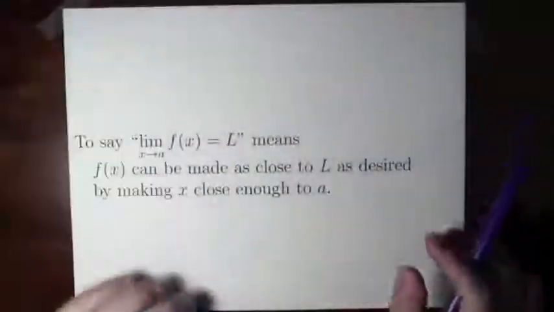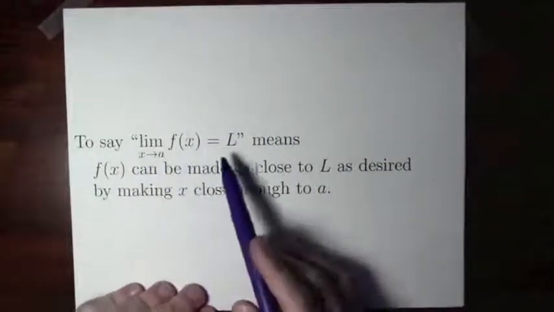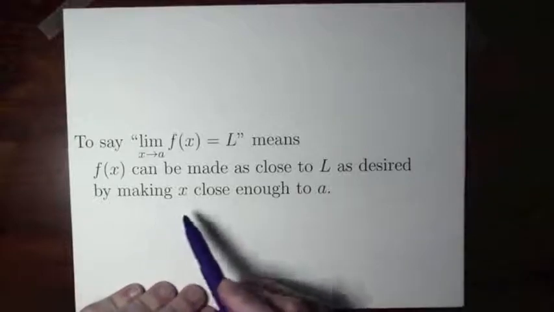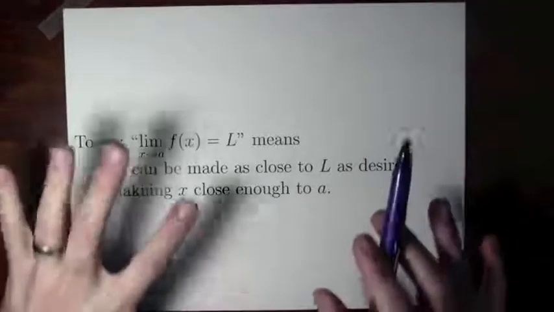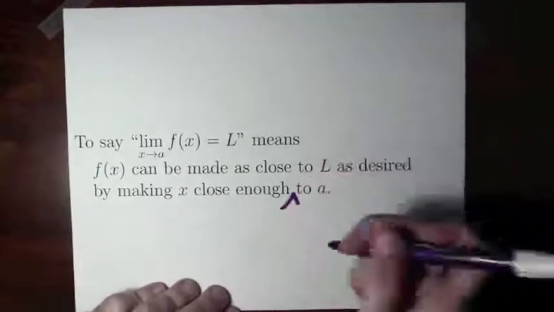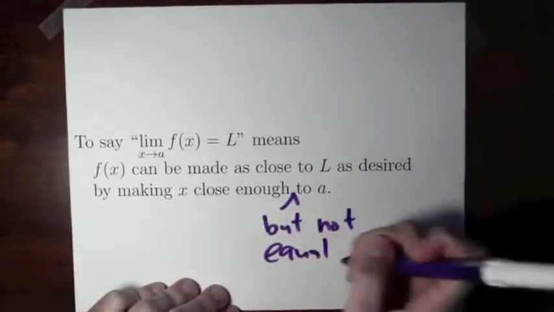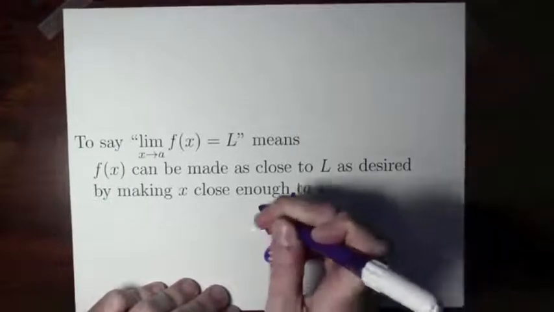So let's go back to our definition of limit. To say the limit of f of x equals L means that f of x can be made as close to L as you desire by making x close enough to A. And let me emphasize something. Close enough, but not equal to A.